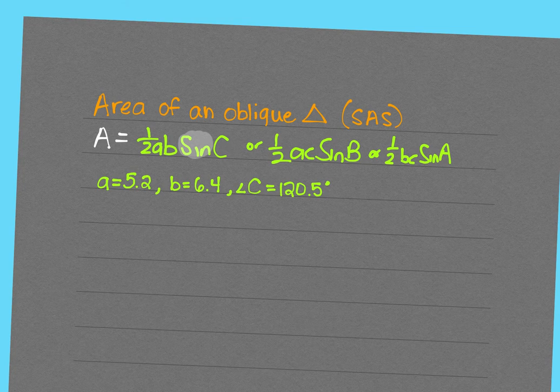So this would be like 1/2 times 5.2 times 6.4 times the sine of 120.5. It's the type of triangle you use for law of cosines, but you're not solving it, you're finding the area. So this was in 6-1, just because it's sine.